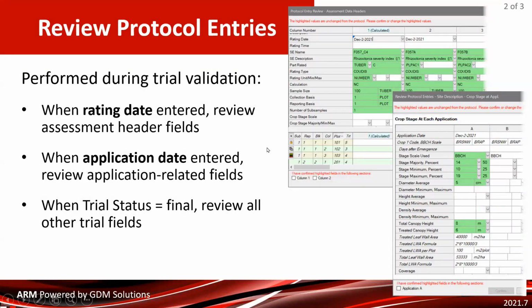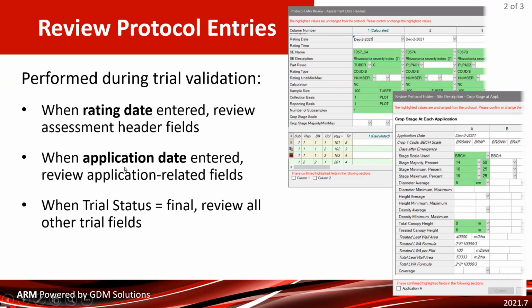So this is performed during trial validation. And the nice thing is we tried to strategize so it wouldn't be review the entire trial all at one time and really take a lot of time when trying to do a validation. Instead, you can continually review applicable information as it's being done in the trial. And so here you can see, looking at an assessment data column, once you've filled in a rating date, then any of the assessment header fields that were put in from the protocol would be reviewed.